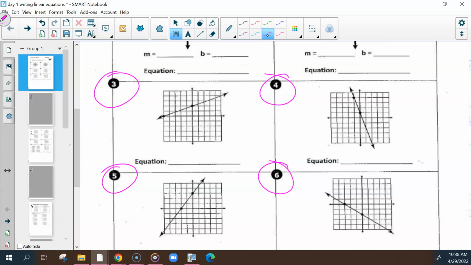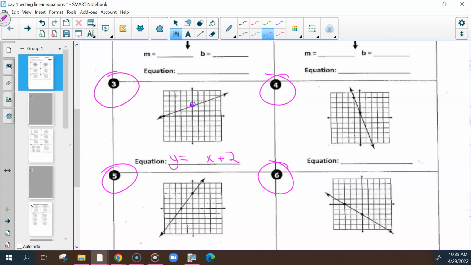So with number 3, we need to find 2 things, our slope and our y-intercept. Y-intercept is the easier of the 2, because it's wherever this line crosses the y-axis. Where does it cross the y-axis? At 2. So we know this is a positive 2. Our equation is going to start with y equals, we're going to have some x, and at the end we're going to put plus 2. Now we just need to find our slope.